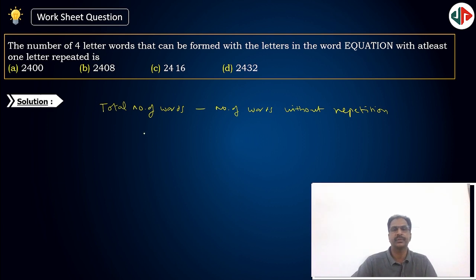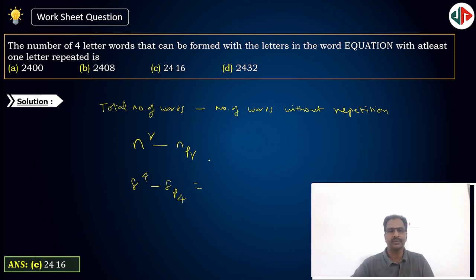How many words can be formed? Number of four-letter words that can be formed with the letters in the word with at least one letter repeated means the formula is n power r minus nPr, total number of words minus number of words with repetition. N is how many letters are there in the given word? 8. R is 4. So 8 power 4 minus 8P4. Simplify 8 power 4 minus 8P4, you get the answer. n power r minus nPr is a shortcut formula for finding the number of words with at least one letter repeated.